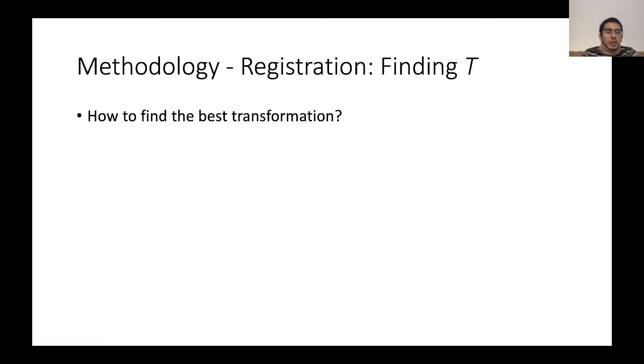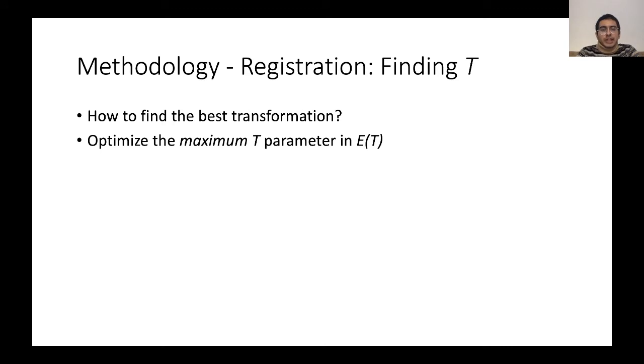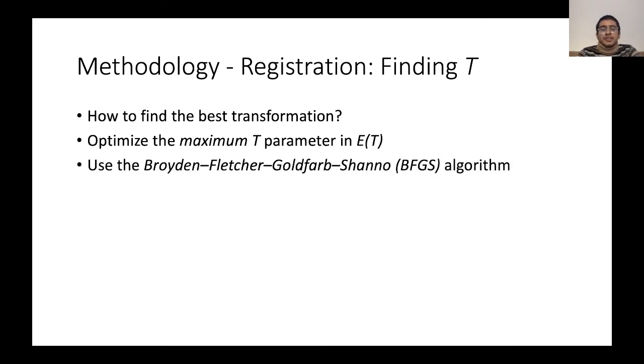So now the next issue is how do you actually compute this specific transformation? In this case, it's similar to computing the direction. You would try to optimize the maximum T parameter in EFT, and they specify using a BFGS algorithm.